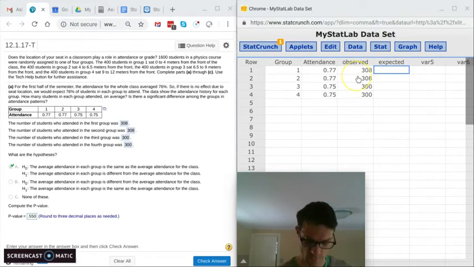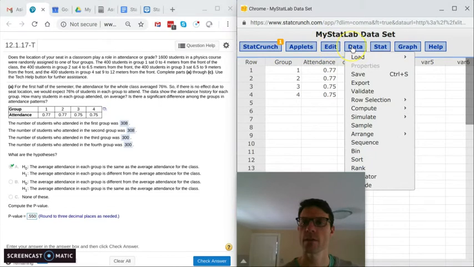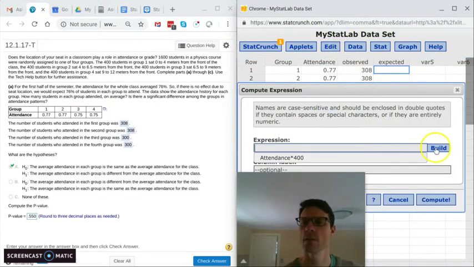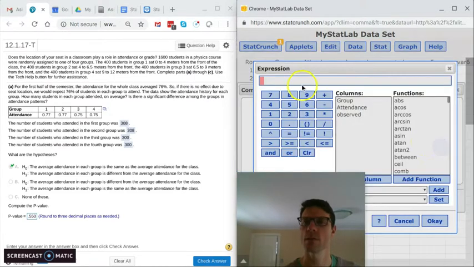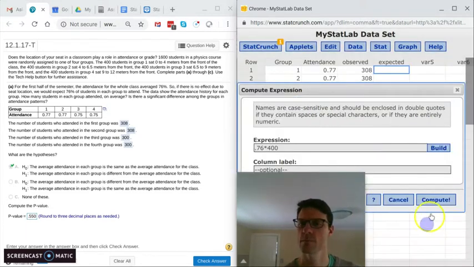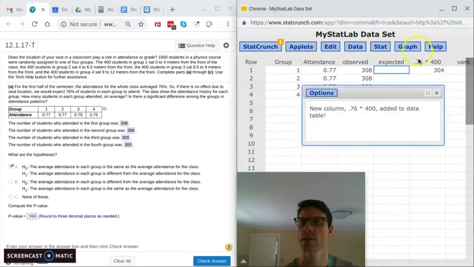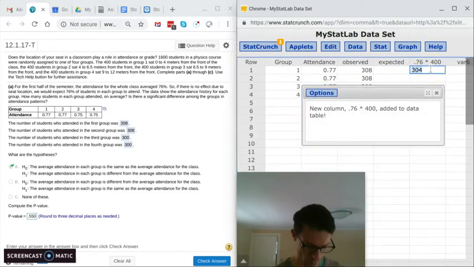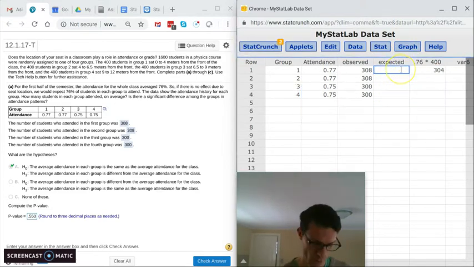So I can just do that. Data, compute, expression, build. I'm just going to do 0.76 times 400. Compute. Okay, so that gives me 304. It gave it to me in the wrong place, but we expect 304 people, and you can just do this in your calculator too. You didn't need to do that with StatCrunch. We just expect 304 people to attend through the semester from each group.